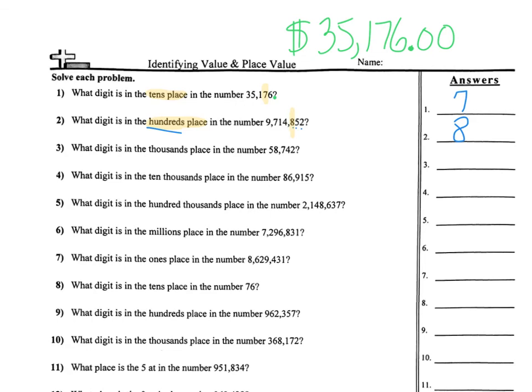All right, I'll do one more with you and then you will be on your own. What digit is in the thousands place in the number 58,742? The thousands place is 4 numbers to the left: 1, 2, 3, 4. So again, the number 8 would be your answer.